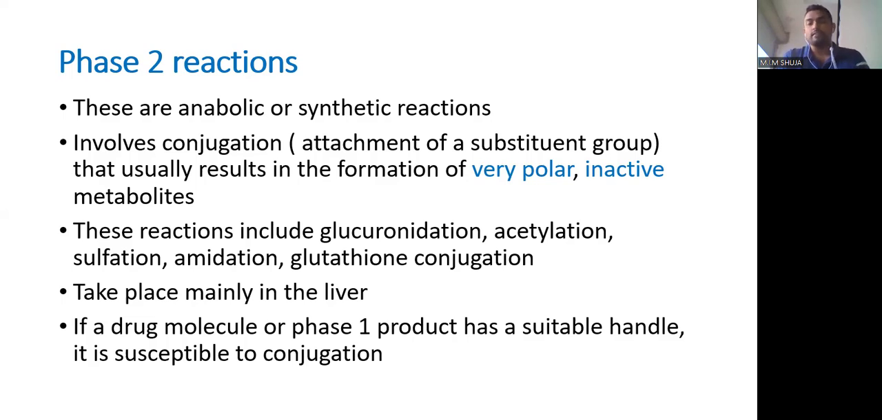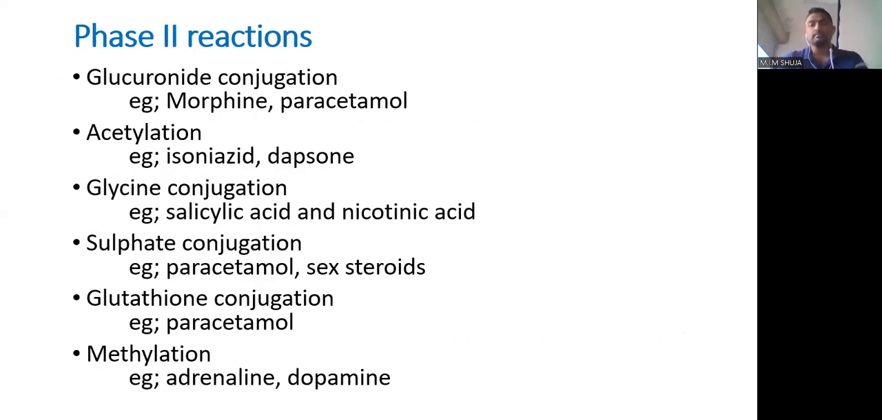A few phase 2 reactions are glucuronidation, acetylation, sulfation, amidation, and a few others. They mainly take place in the liver. If a drug molecule or a phase 1 product has a suitable handle, that means it has a site for receiving a substance, it is susceptible to conjugation. So there are examples of each phase 2 reaction. We have to know the drugs.